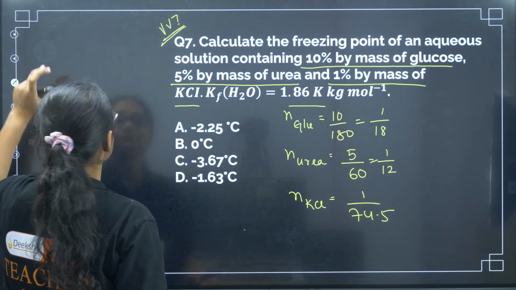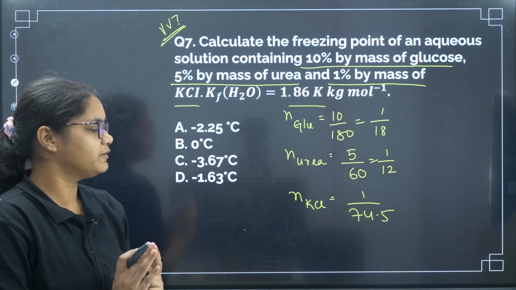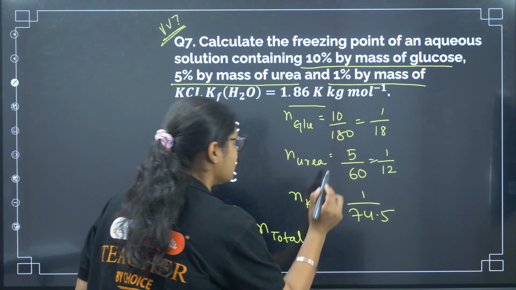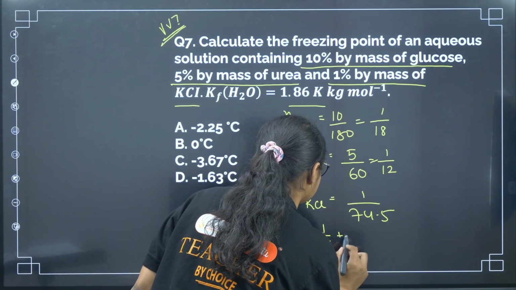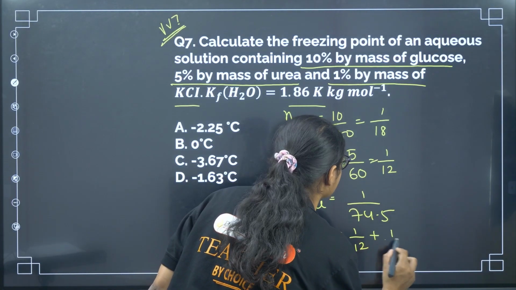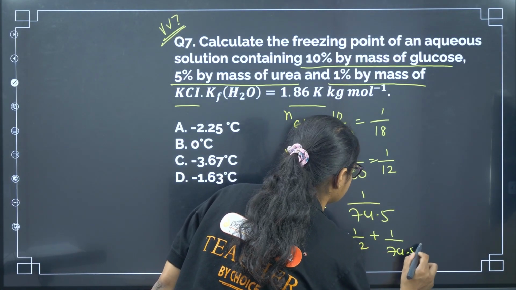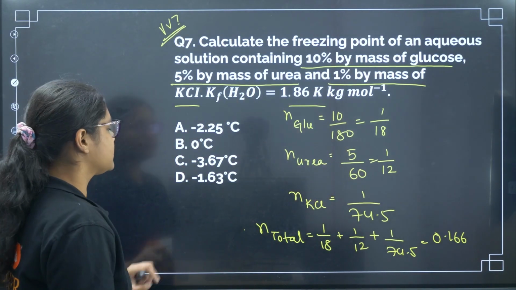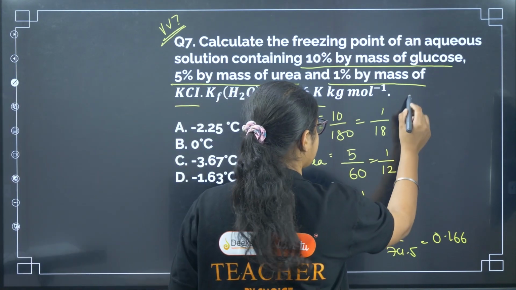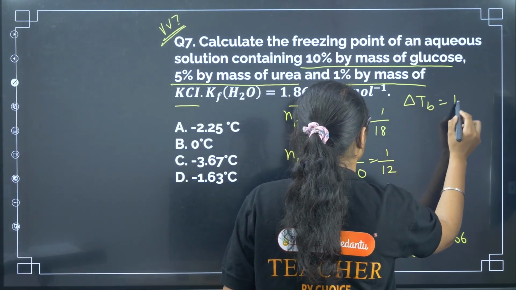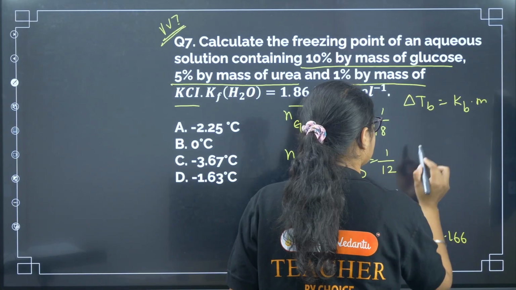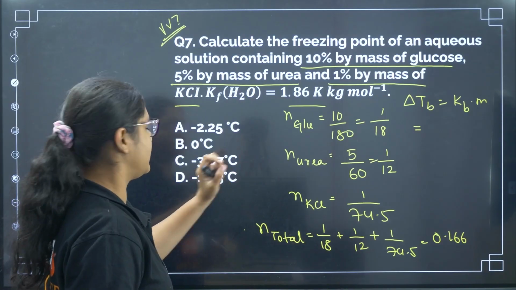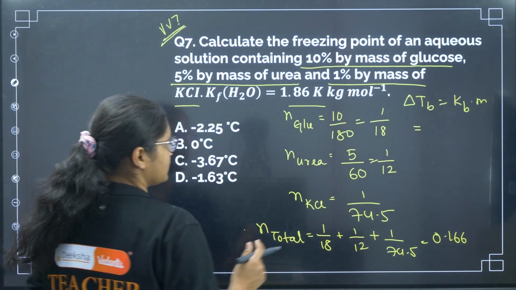Now what we have to do is use the normal delta T formula. So what is n total here? n total is 1 by 18 plus 1 by 12 plus 1 by 74.5. If you solve this, we'll get around 0.166 moles. Now delta TB is equal to Kb into m, right? So we have to calculate delta TF. Okay, this is not TB, it is TF.